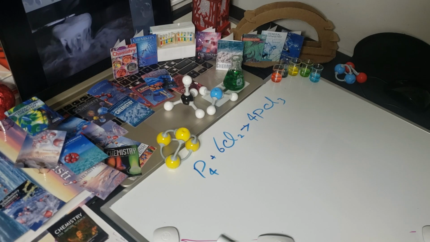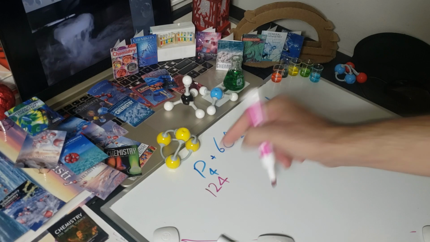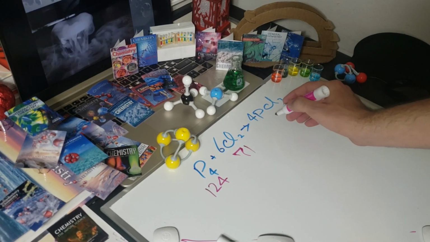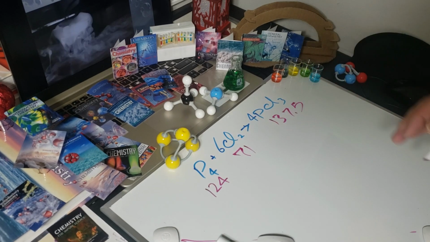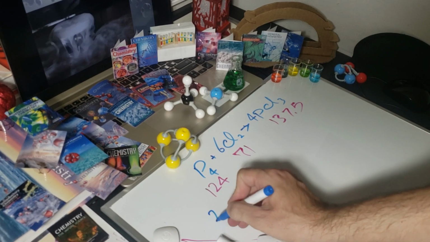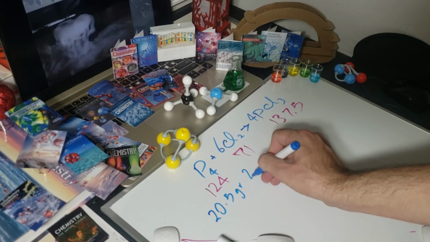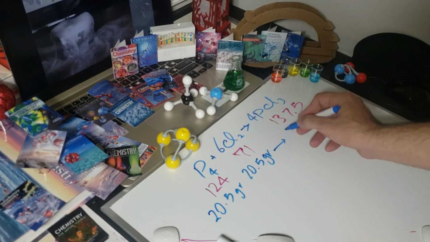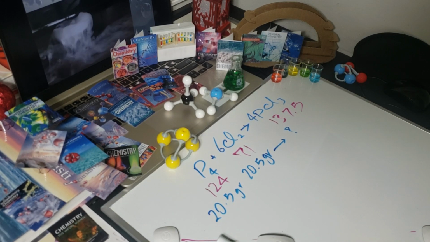The balanced form is just 1 P4, 6 Cl2, and 4 PCl3. That's the balanced form. And the molar masses are, by the way, 124. This is what we started with when we talked about the molar mass the first time. 71 and 137.5. Okay, there we go. Now the problem tells you if you use 20.5 grams of that and also 20.5 grams of chlorine, how much PCl3 would be produced, which one is the limiting reactant, and how many grams of excess is actually left.